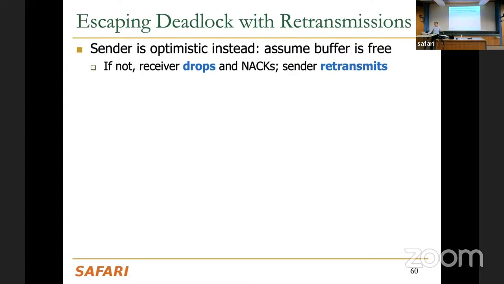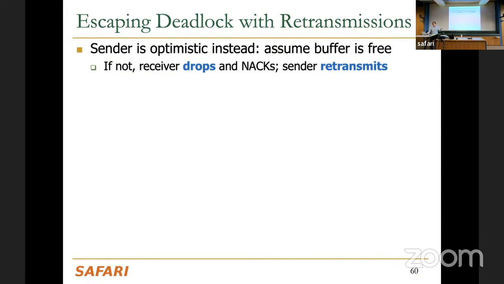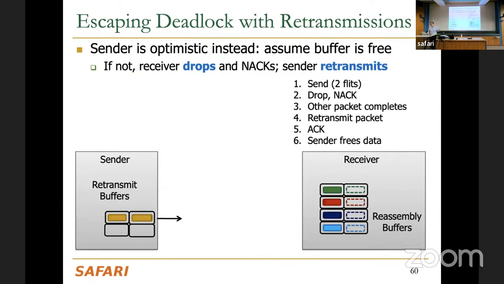The other end is retransmission. Basically, sender, so this is pessimistic. We talk about pessimistic and optimistic concurrency also. It's kind of similar, right? You're pessimistically saying that, oh, I don't have the buffer, so I'm not going to send it. Let's do it optimistically. Sender sends it optimistically, assuming that the buffer is free.